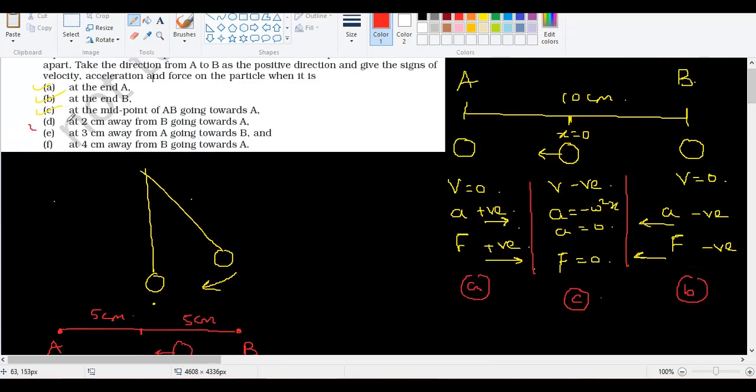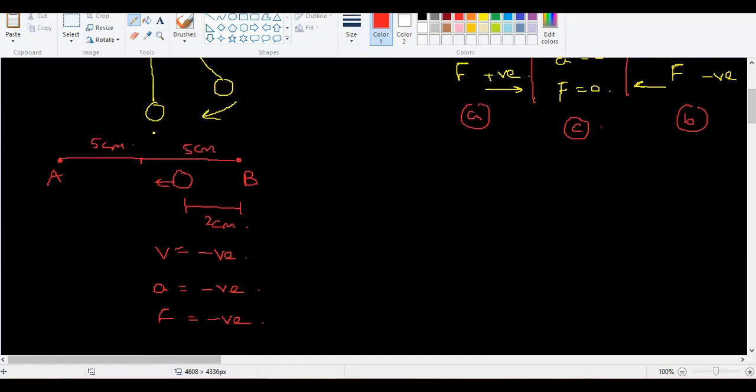Okay, 3 centimeters from A going towards B. Uzma, can you tell me velocity? Velocity positive, sir. Okay, very good. Acceleration? Positive. Force? Force also positive.